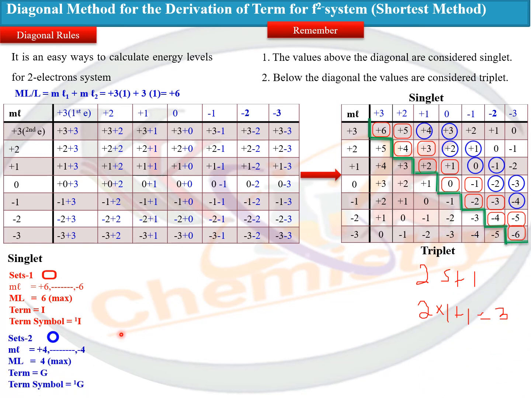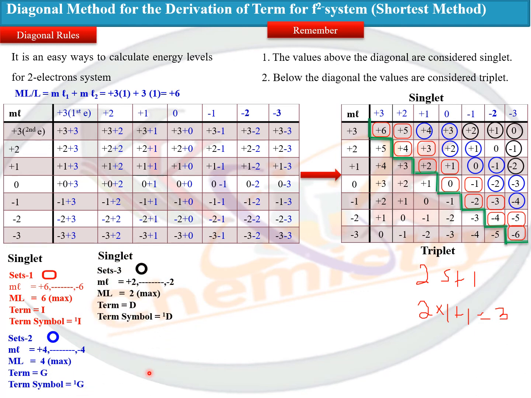The second one is when the ML value is 4, meaning the small ml will be plus 4 up to minus 4. In case ML is 4, the term will be G. And you know that this ML 4 exists above the diagonal, so of course it will be a singlet. So the term symbol will be singlet G.